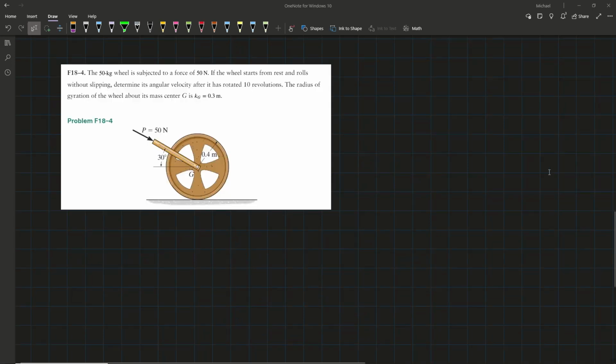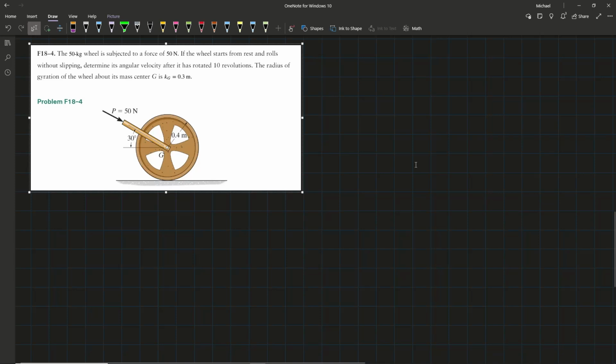Next, let's work through this fundamental problem. We have a wheel being pushed by a force P at 30 degrees to the center. The radius of the wheel is 0.5, and it's a 50 kilogram wheel, and we have a 50 Newton force. We'll use a radius of gyration of 0.3 here. We want to determine the angular velocity after 10 rotations. Okay, so let's draw a free body diagram with all our loads on it so we can easily determine our work.